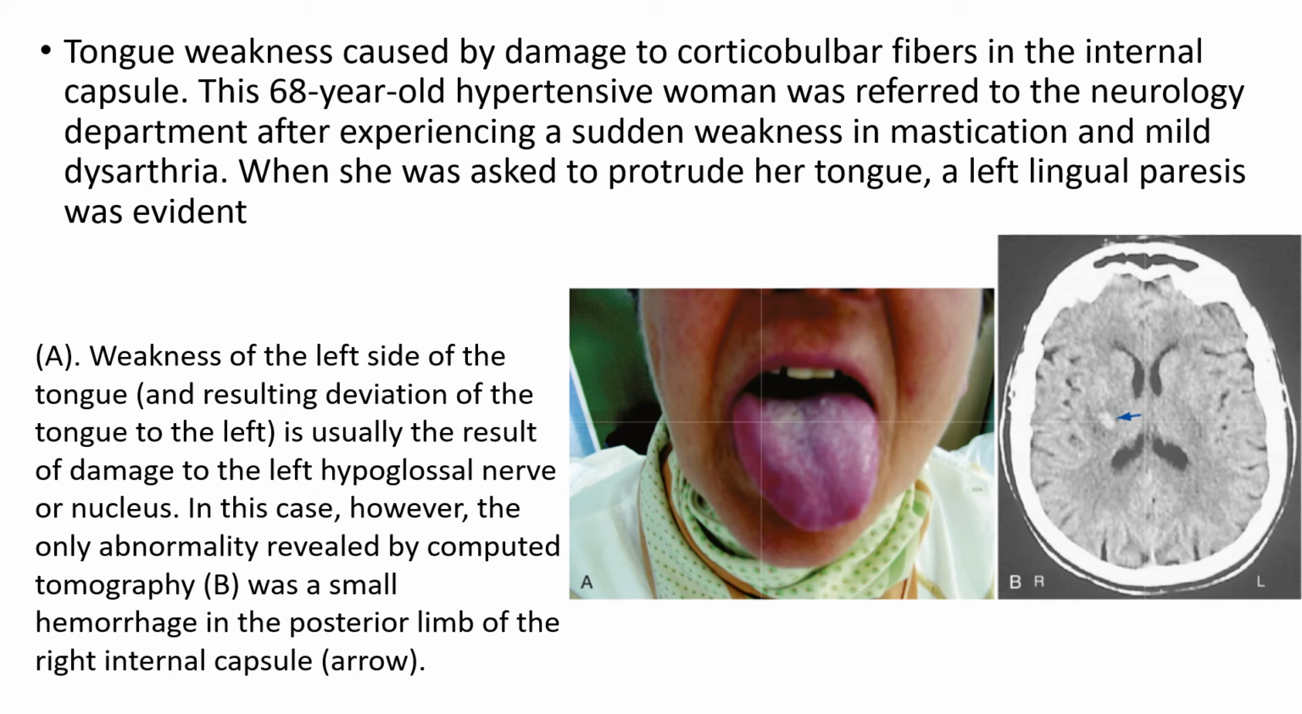Weakness of the left side of the tongue resulting in deviation of the tongue to the left is usually the result of damage to the left hypoglossal nerve or nucleus. In this case, the only abnormality revealed by CT was a small hemorrhage in the posterior limb of the right internal capsule. You can see it on the right if you note the blue arrow pointing to that white mark.